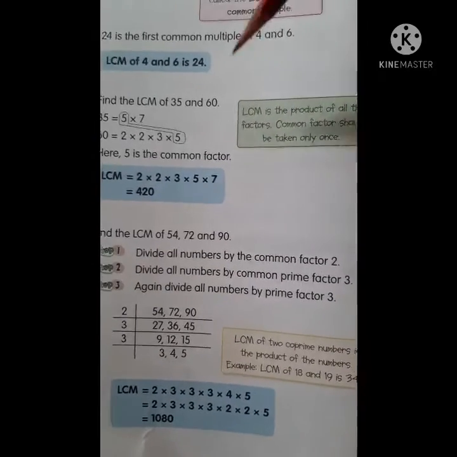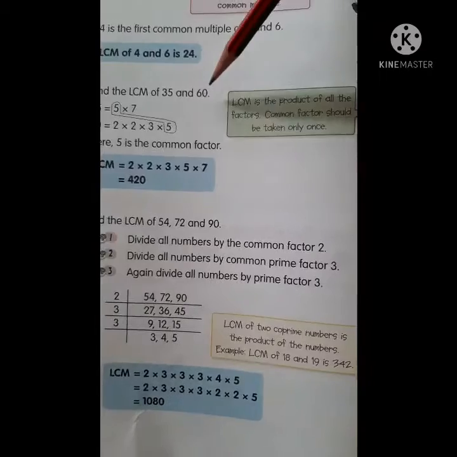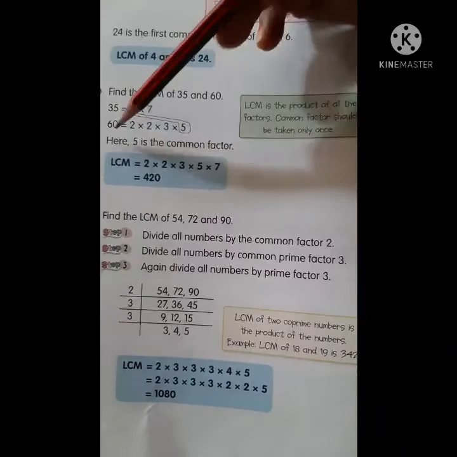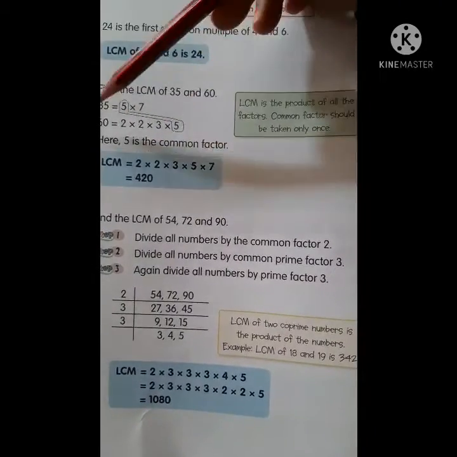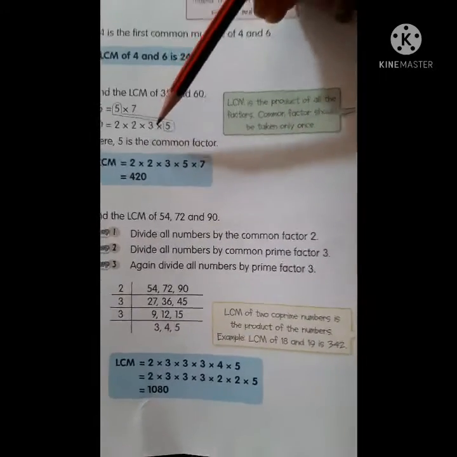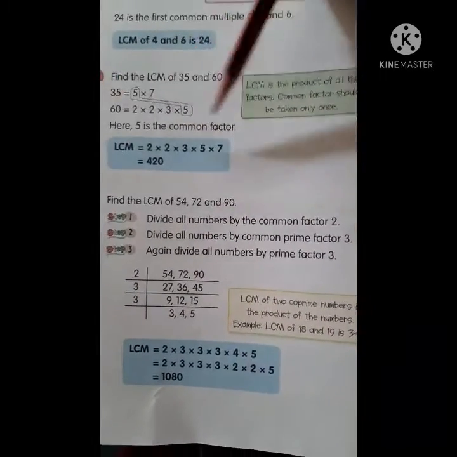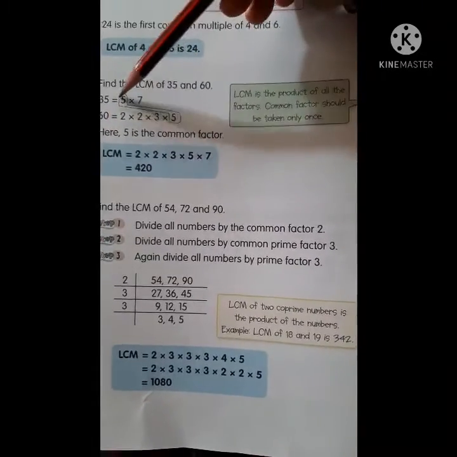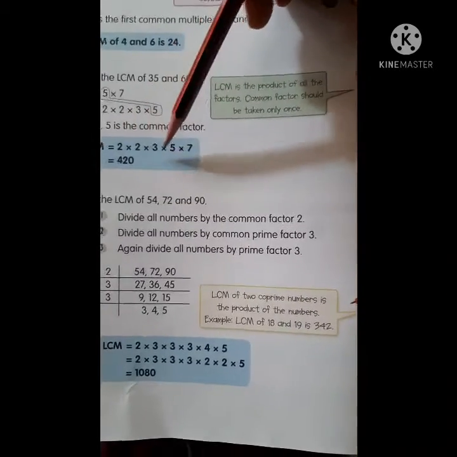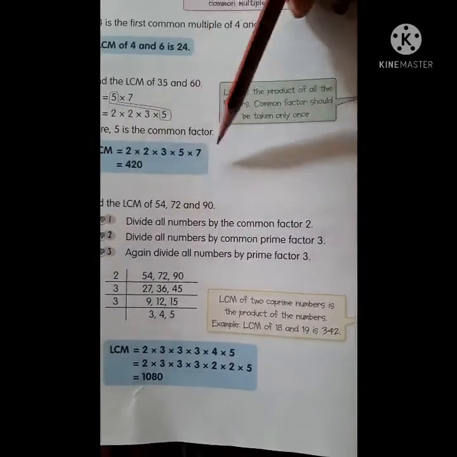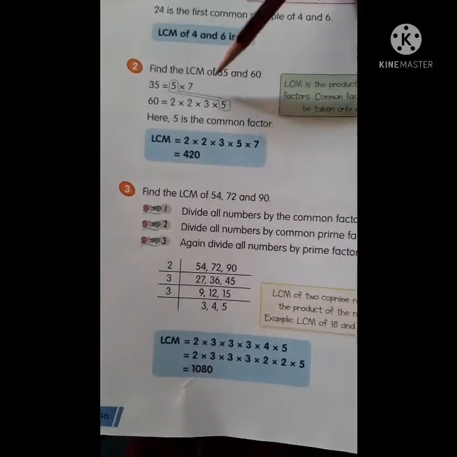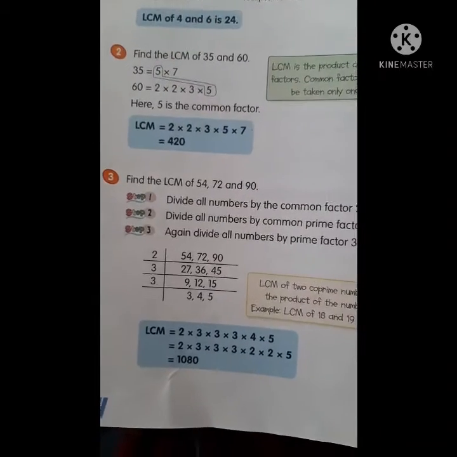In the same way we will see one more, that is find the LCM of 35 and 60. So 35 equals 5 into 7, 5 7s are 35, and 60 is 2 into 2 into 3 into 5. 2 2s are 4, 4 3s are 12, 12 5s are 60. So here 5 is the common factor. So the LCM will be 2 into 2 into 3 into 5 into 7. If we multiply this, we will get the answer 420. So this is the LCM of 35 and 60.